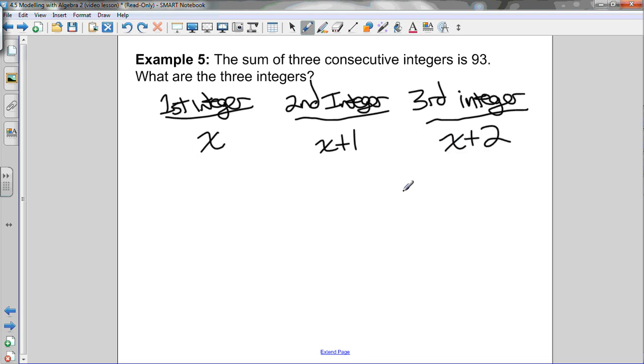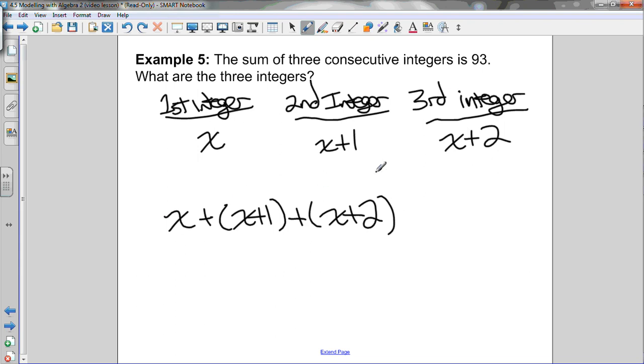So now I want an expression that represents the sum of these integers. So I need to add these together. So I have x plus 1 plus x plus 2. And it tells me the sum of these 3 integers is 93. And then it asks me, what are the 3 integers?